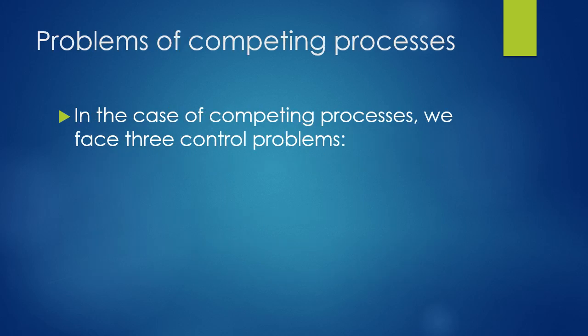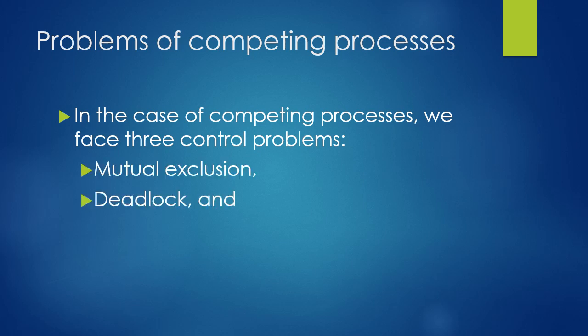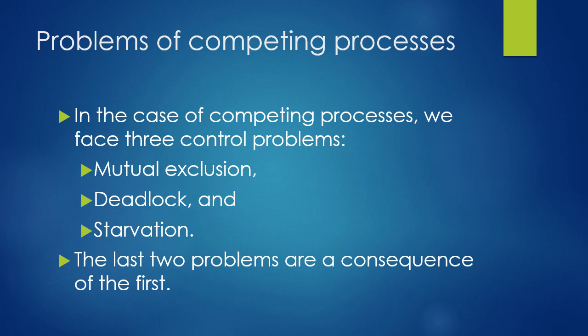What are the problems of competing processes? We face three control problems: mutual exclusion, deadlock, and starvation. The last two problems are a consequence of the first. What I mean to say is mutual exclusion leads to deadlock and starvation. Now let us understand them one by one.